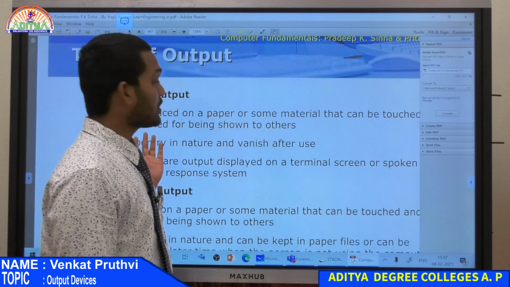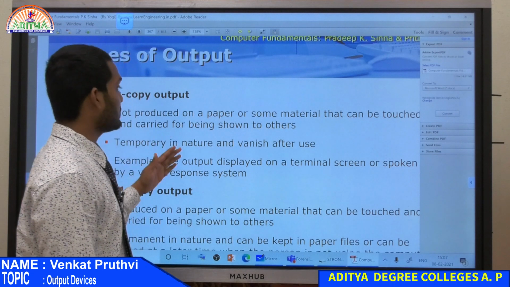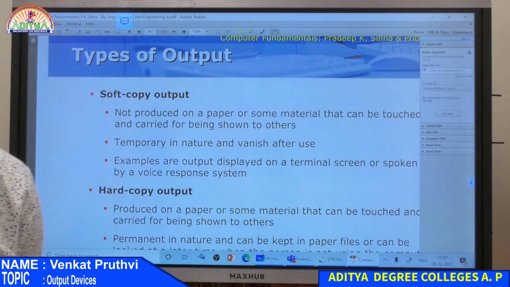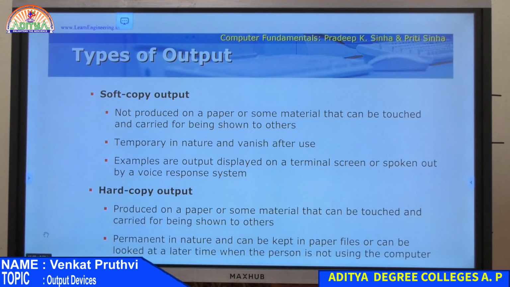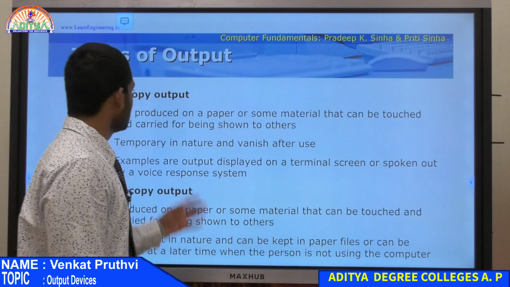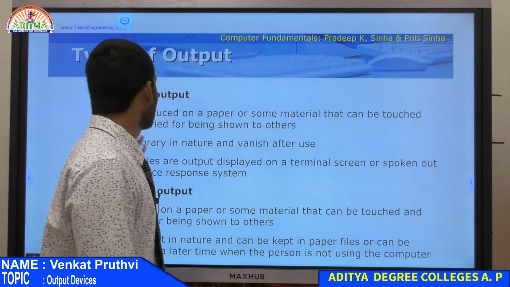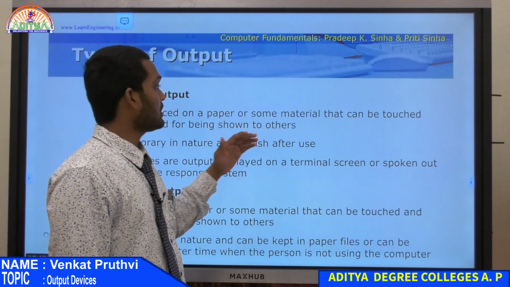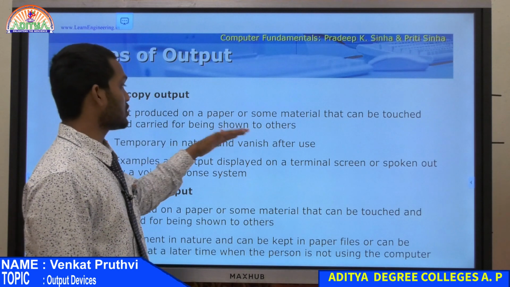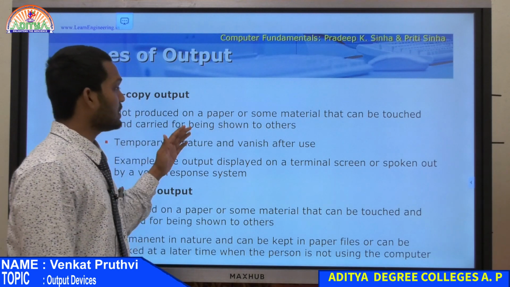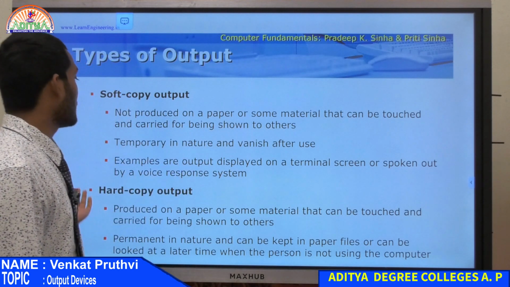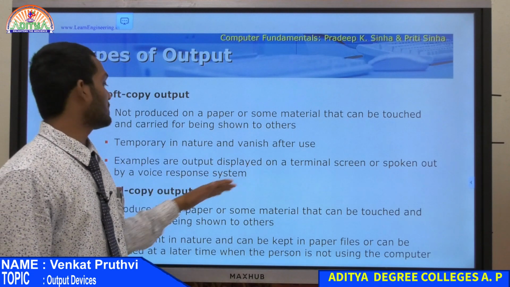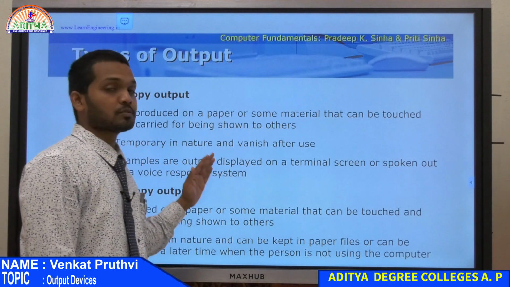First of all, what is soft copy output? Okay, so what do you mean by soft copy output? It is not produced on paper or some material that can be touched and carried for being shown to others. It is temporary in nature and vanishes after use. Examples are output displayed on a terminal screen or spoken by a voice response system.